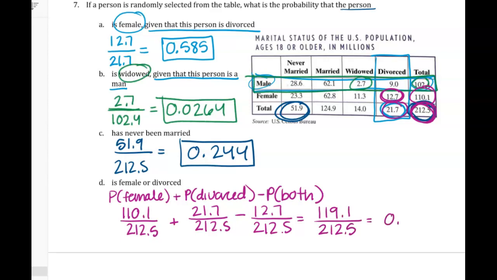If you divide those, you get 0.560, or about 56%.